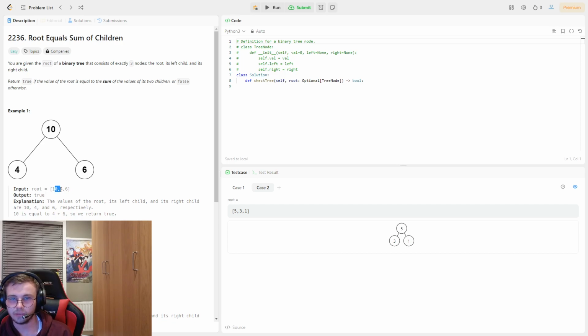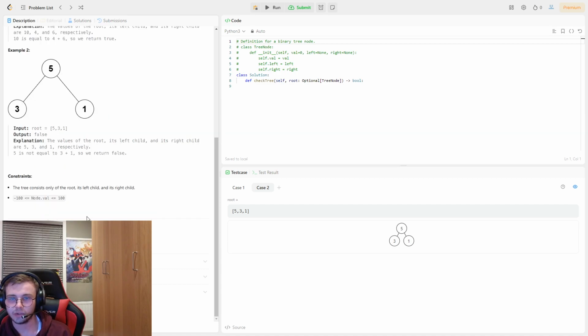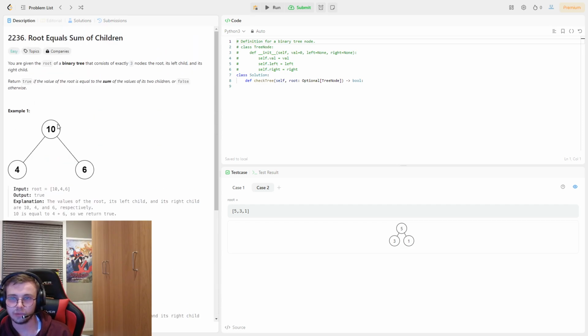So the root is 10, 4, 6. Output is true because the values of the root, its left child, and its right child are 10, 4, and 6. 10 is equal to 4 plus 6, so we return true. So I don't think this is going to be difficult at all. Constraints: each node value is going to be between minus 100 and 100, and each tree only has a root, a left, and a right child.